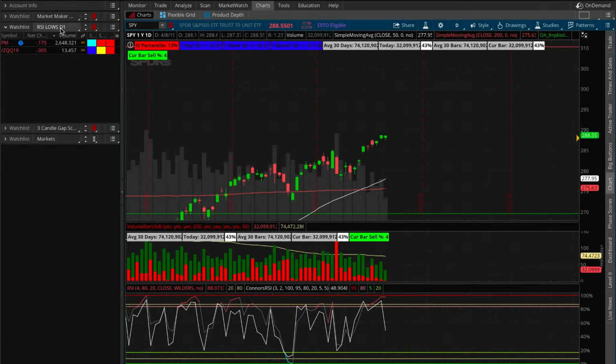So what I created here is the RSI lows day one and the RSI highs day one. Basically what I'm looking for is the RSI, Connors RSI, and the RSI on the 4 period to be both over 80 on the daily charts here. So this is what I'm looking for: over 80 on the highs and below 80 on the lows.